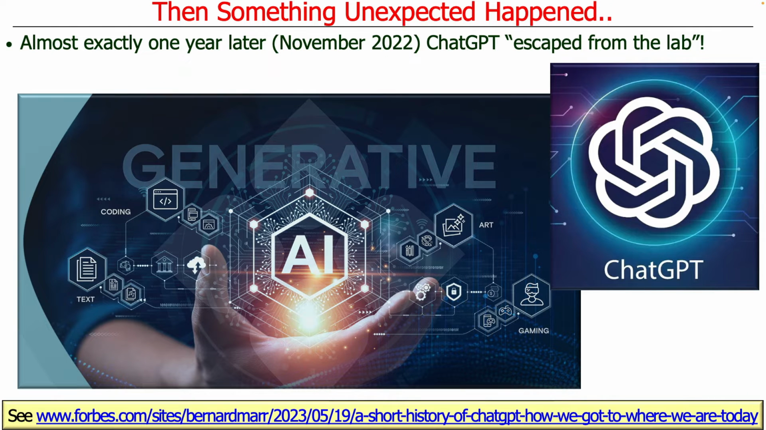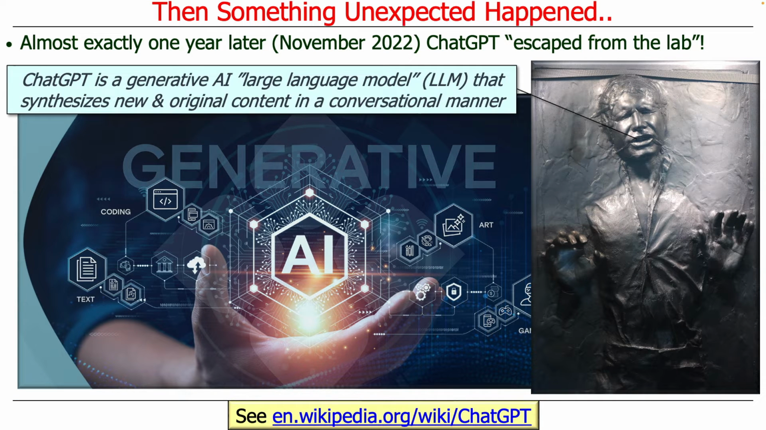Exactly 1 year after we released that study, ChatGPT escaped from the lab. So about a year and a couple months ago, November 2022, ChatGPT was released onto the unsuspecting world. And unless you've been frozen in carbonite like poor Han Solo, you probably know that ChatGPT is an example of generative AI. It's a large language model that's designed to be able to synthesize new and original content in a conversational manner. And you guys have probably already worked with this quite a bit, so you have a good idea of what I'm talking about.